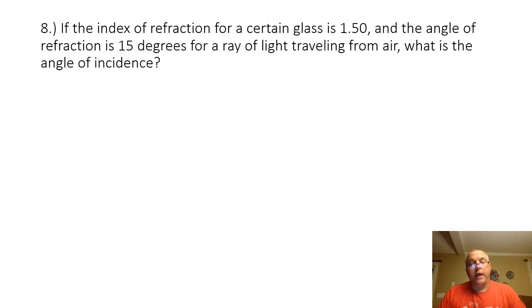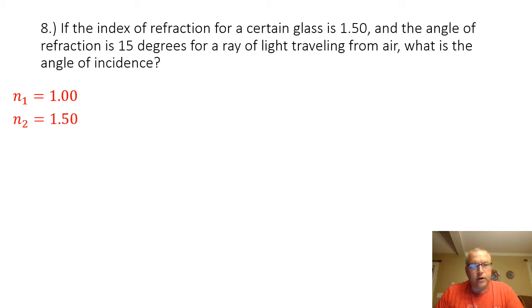Problem 8. If the index of refraction for a certain glass is 1.50, and the angle of refraction is 15 degrees for a ray of light traveling from air, what is the angle of incidence? So it's traveling from air, so I know that N1 will equal 1. My index of refraction for the glass is 1.50, that's N2. My angle of refraction is 15 degrees. So I am looking for my angle of incidence, or theta 1.